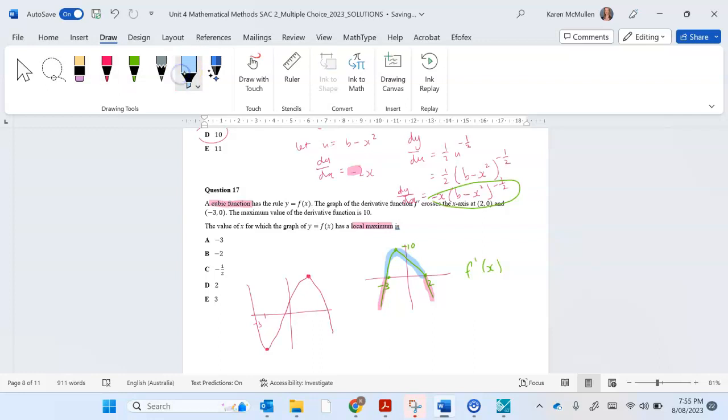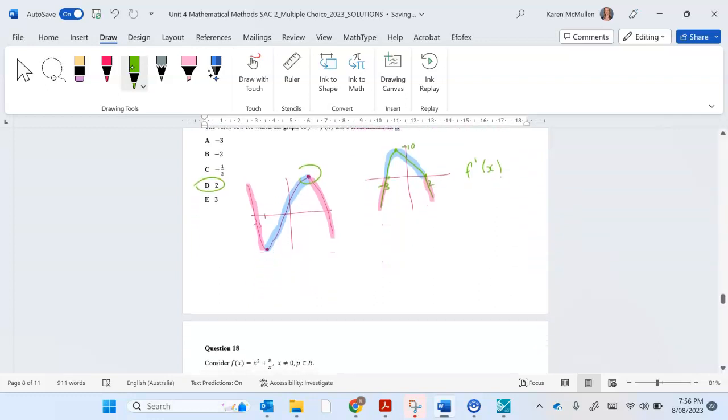So this part here from negative 3 to 2 is positive. Just wanted to show you that. And there is your negative, and there is your negative. So the question is asking, where's your local maximum? There it is at 2.